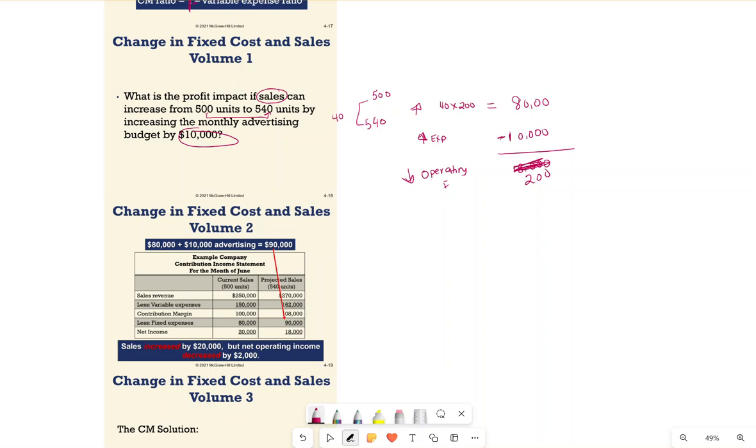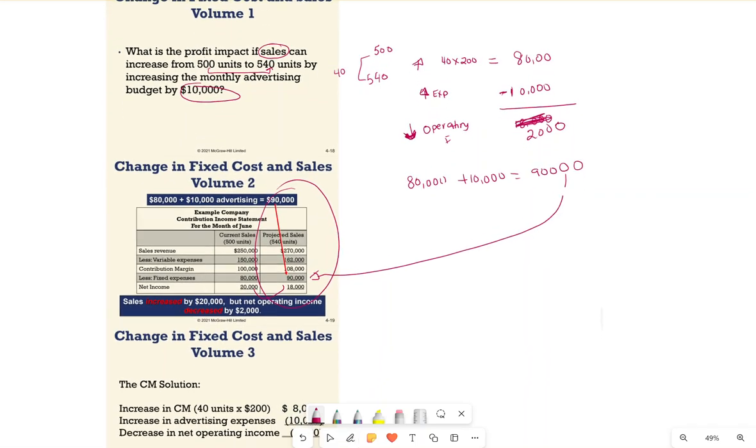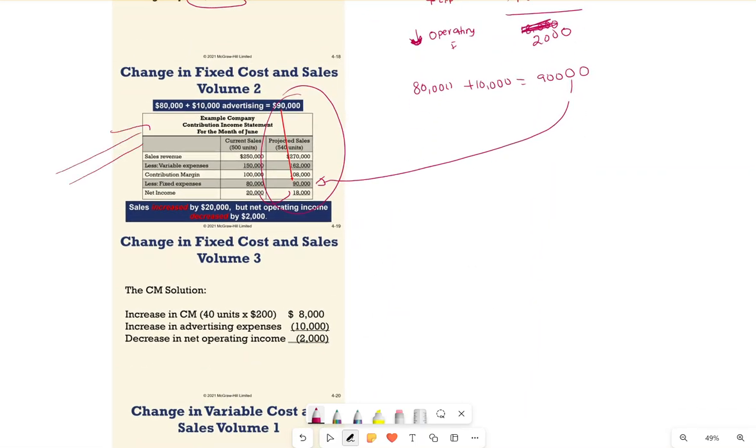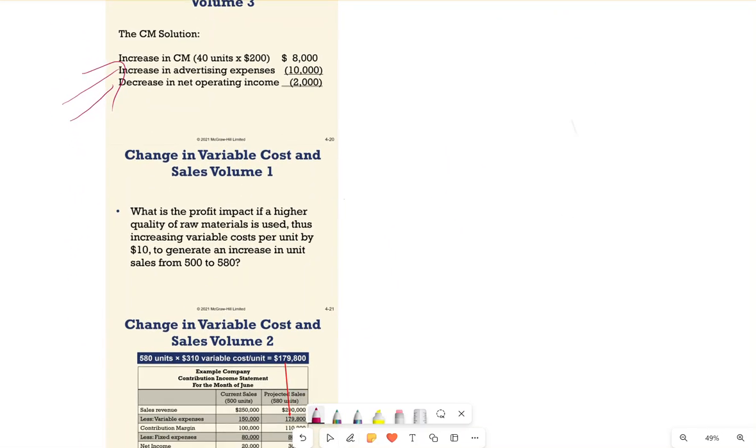So when you think of it, my fixed expenses were 80,000. They increased by 10,000. My fixed expenses are now $90,000. So if I rework it this way, I will have a change in my operating income of $2,000, and your operating income will go down. So we could do it in the form of an income statement, or we could show you a shorter way to do that.